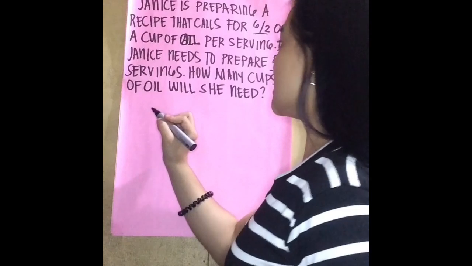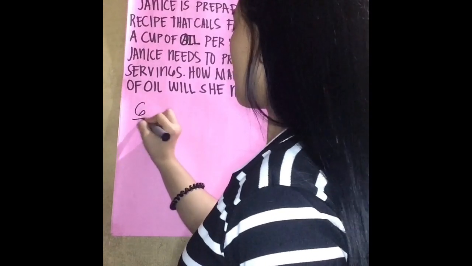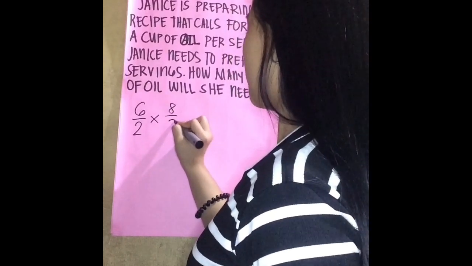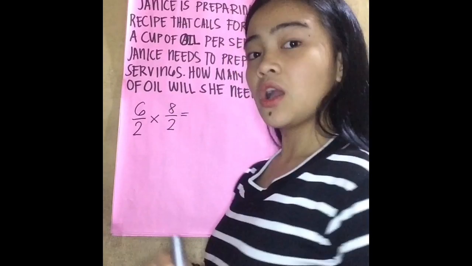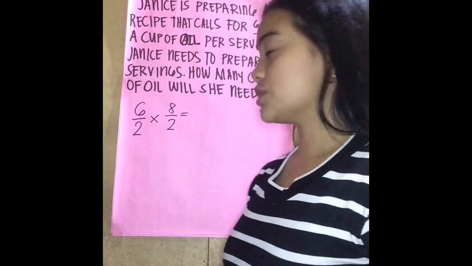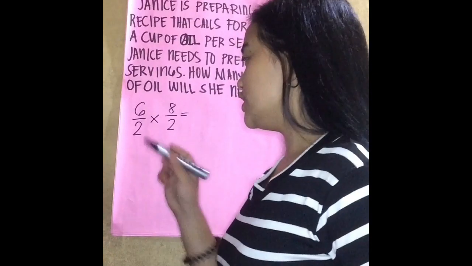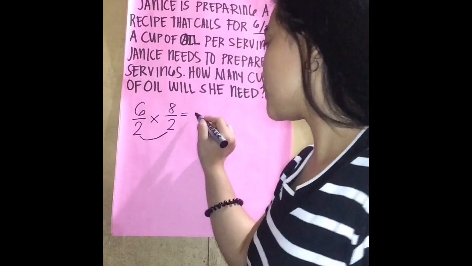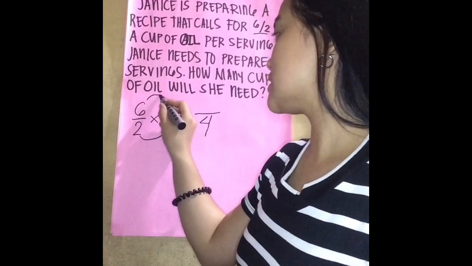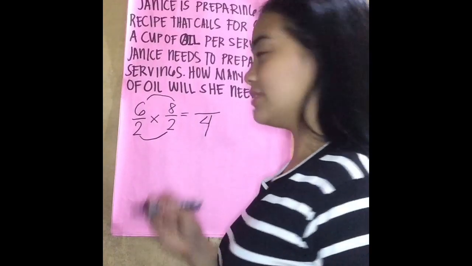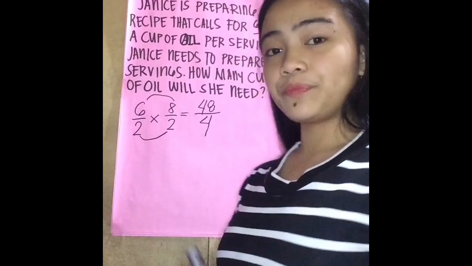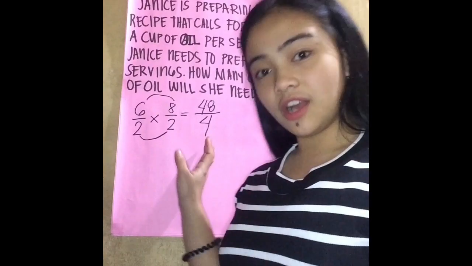So write 6 over 2 times 8 over 2. Okay, so you see 6 over 2 times 8 over 2. Simple as that. You need to multiply these two. 2 times 2 is 4. So 6 times 8 is 48. So 48 over 4 is our answer.